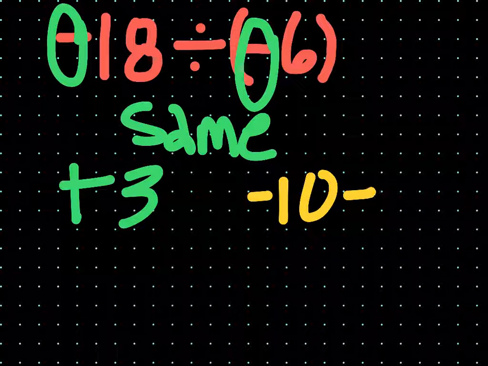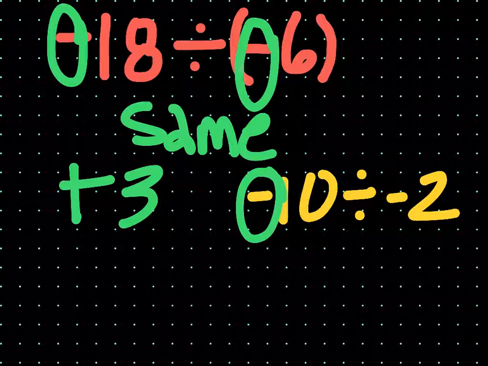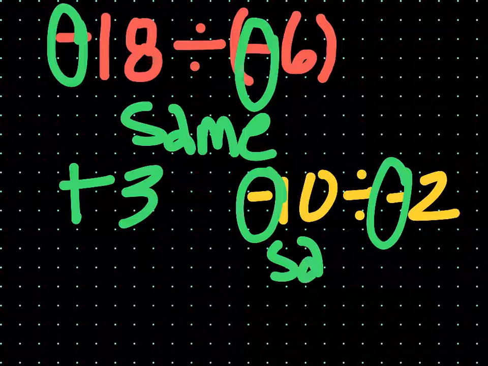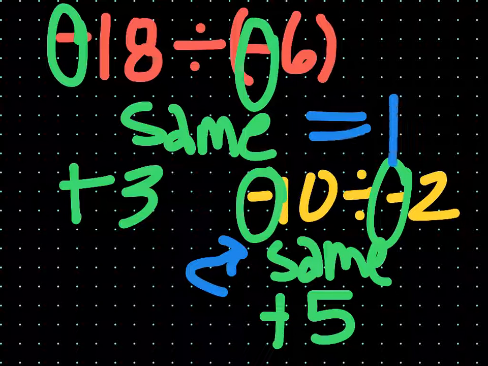Let's try another one. -10 divided by -2. Pause the video, get your answer. When you're ready, unpause. Now that you've got your answer, let's see if you got it right. First thing we look at, signs. Do they have same or different? They have the same, so the answer is going to be positive. 10 divided by 2 is 5. So -10 divided by -2 is positive 5 because they have the same sign. Whenever you have the same sign, remember it's always going to be positive.